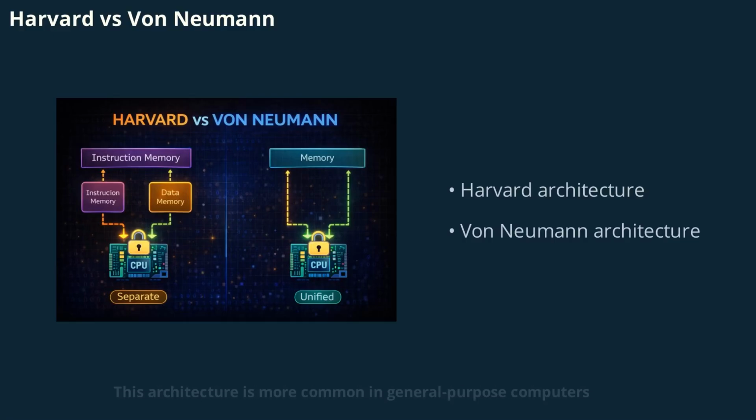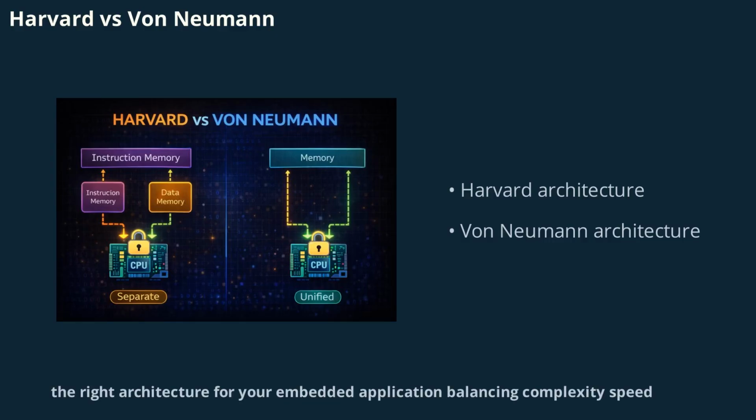This architecture is more common in general-purpose computers. Understanding these differences helps you choose the right architecture for your embedded application, balancing complexity, speed, and resource usage.